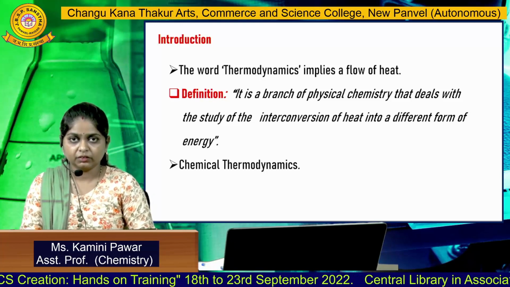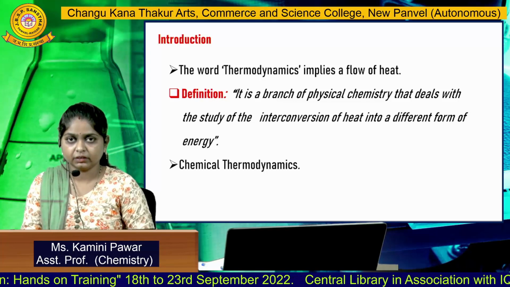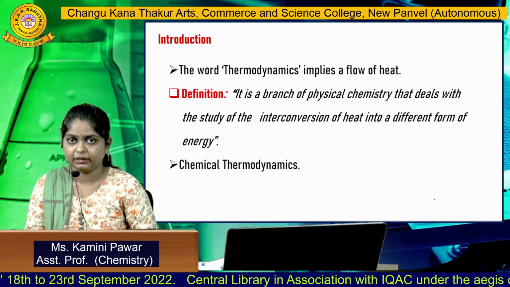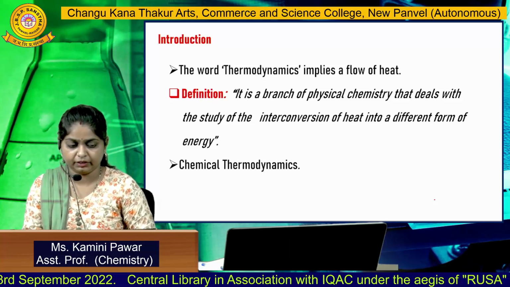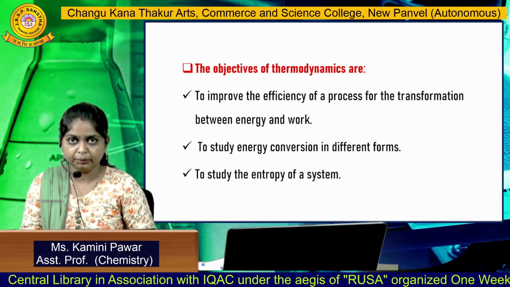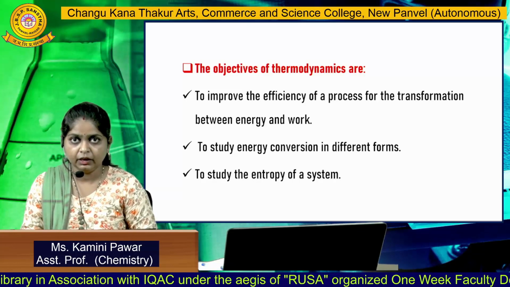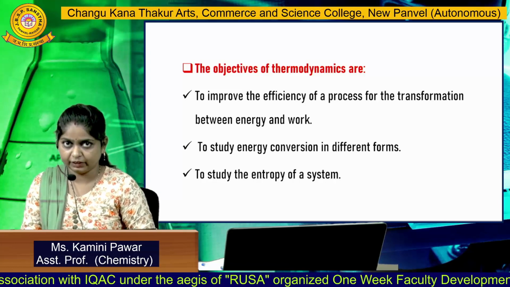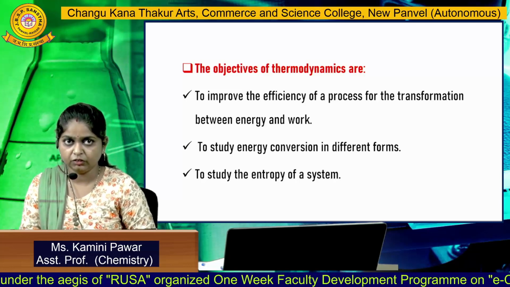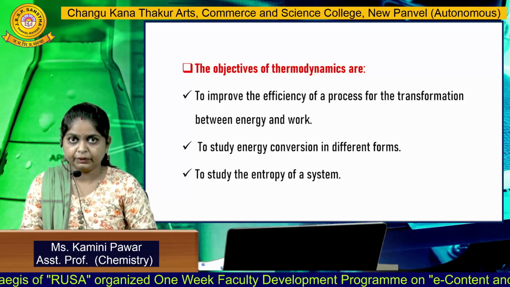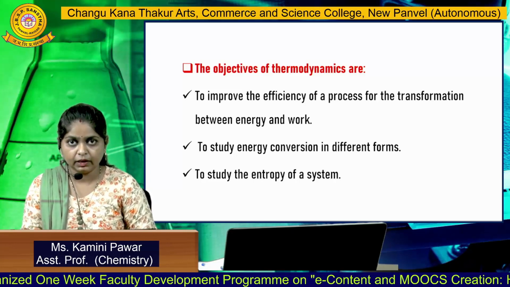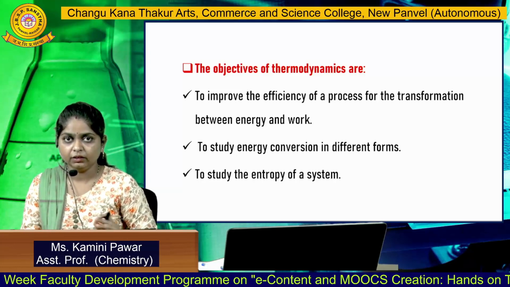Now see students, suppose a thermodynamic study is related to chemical processes, then it comes in the category of chemical thermodynamics. Thermodynamics is one of the important branches of physical chemistry, and it has some objectives: to improve the efficiency of the process for the transformation between energy and work, to study the energy conversion in different forms, and to study the entropy of a system.